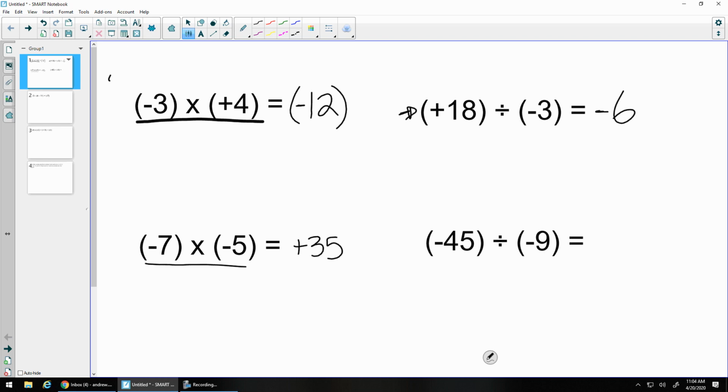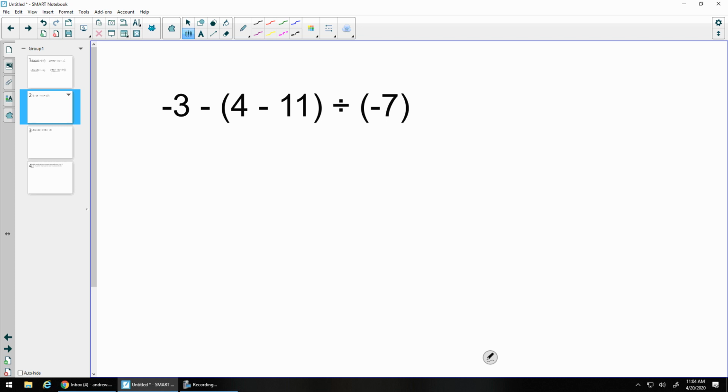Okay. Negative 45 divided by negative 9. 45 divided by 9 is equal to 5. Negative and negative is a positive. There we go, and there's our answers. That's simple. So just do the multiplication or division as if both numbers are positive, and then you can look at the signs to determine whether your answer should be negative or positive.